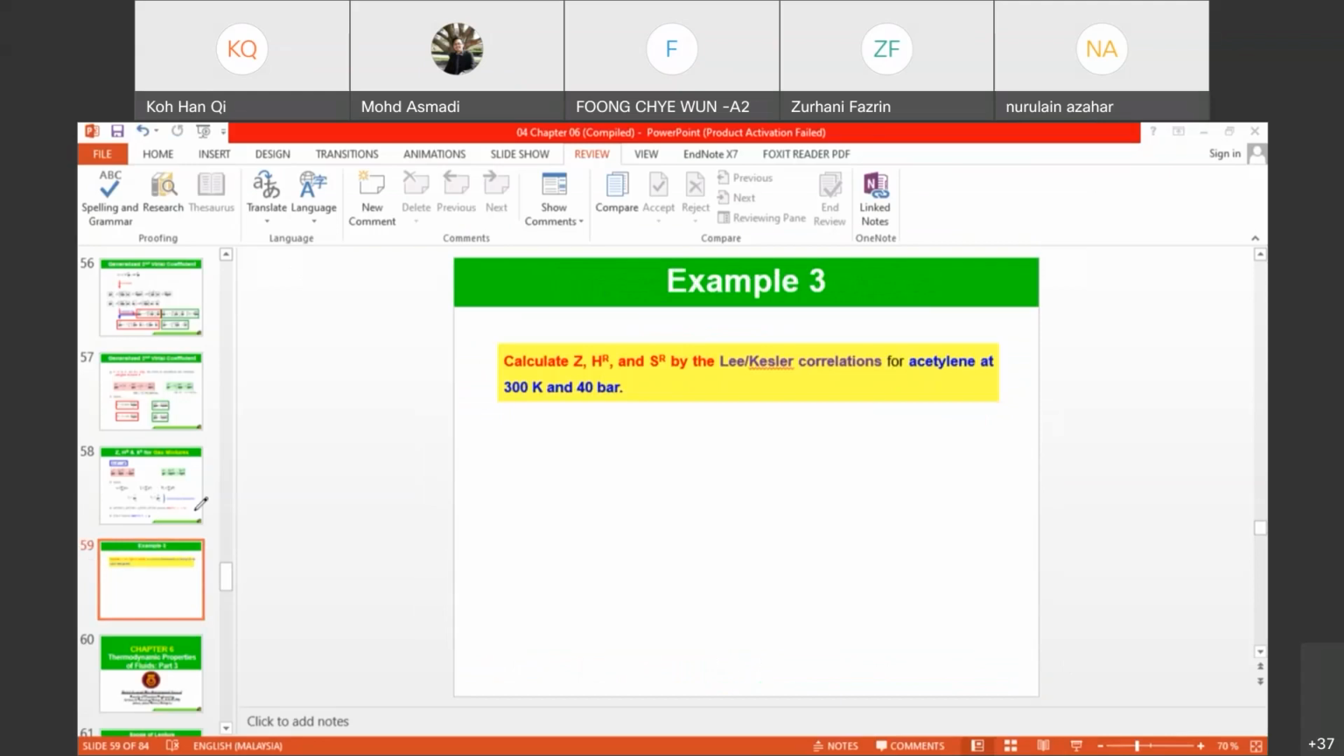Can you take one paper and solve it? Okay, so first we calculate HR.